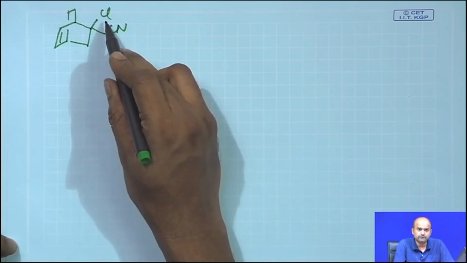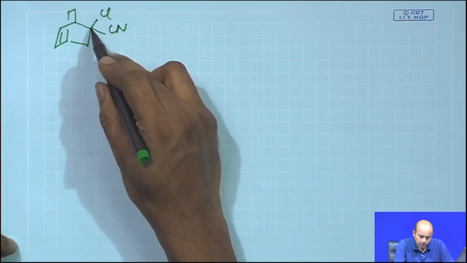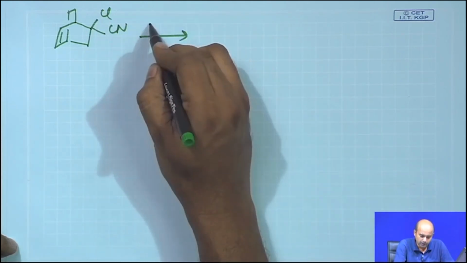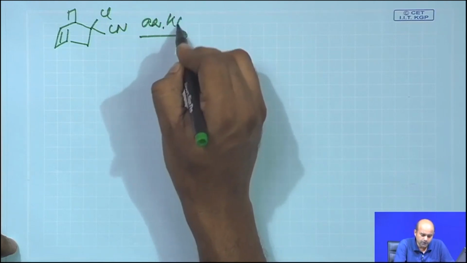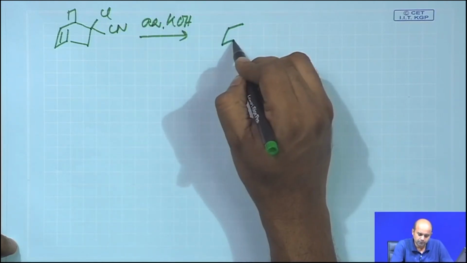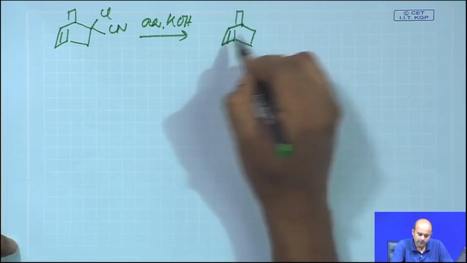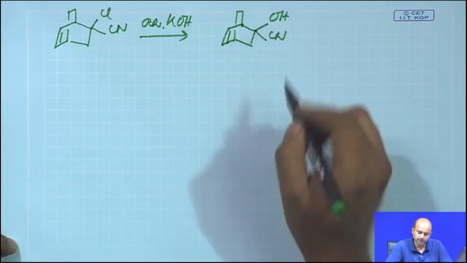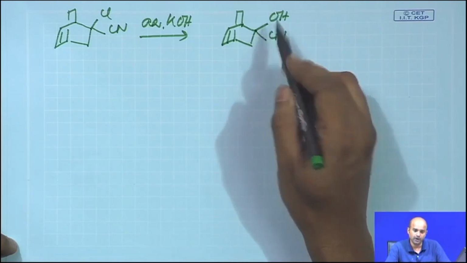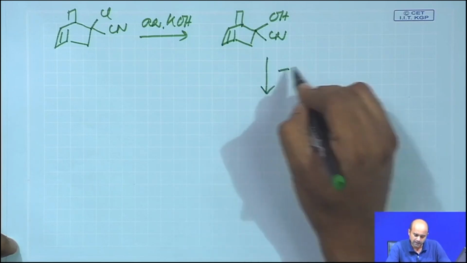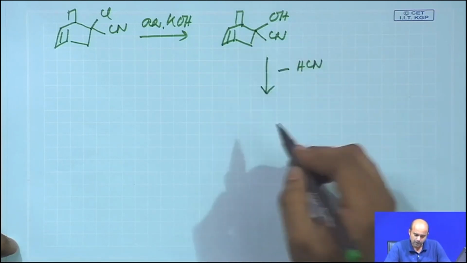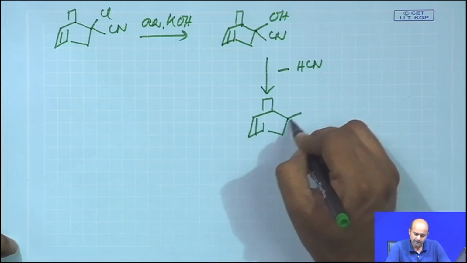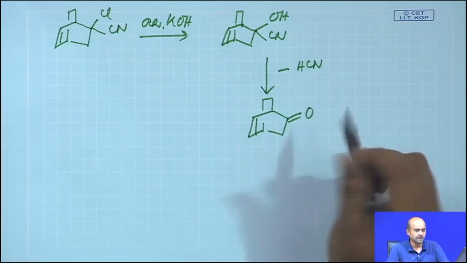Now, you need to convert this compound to the corresponding ketone. How can you do it? If you use aqueous KOH, this will give a replacement of the chlorine with the OH as a nucleophilic partner. Now, this compound is a cyanohydrin, which instantly releases HCN, because cyanohydrins are normally unstable, and finally you will come back and generate the parent ketone. So, this is the main way you can generate the parent ketone.